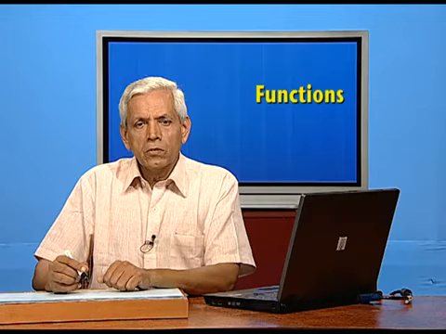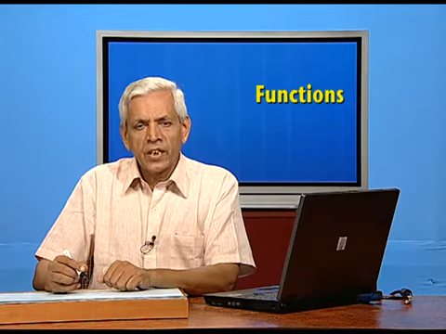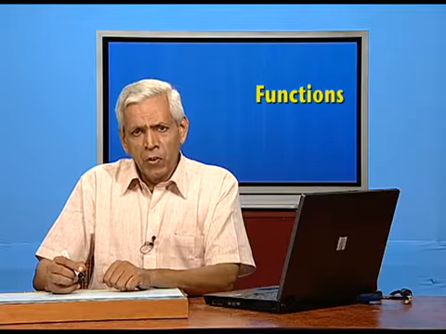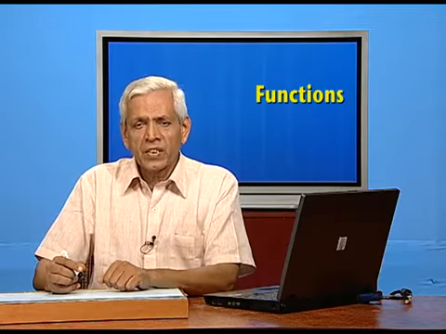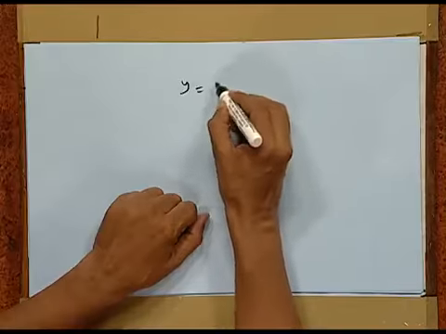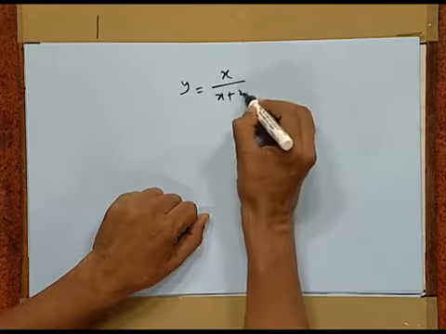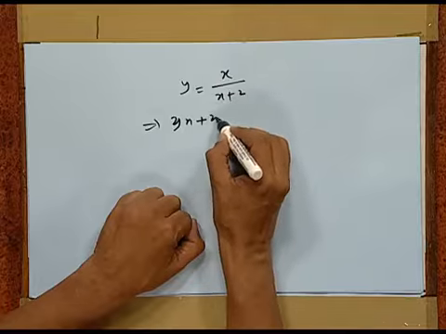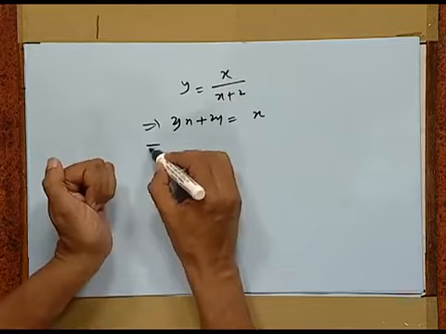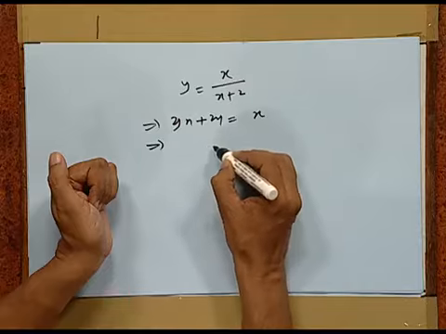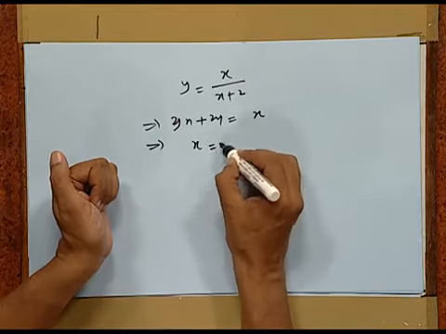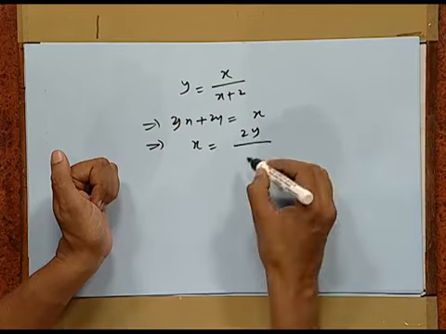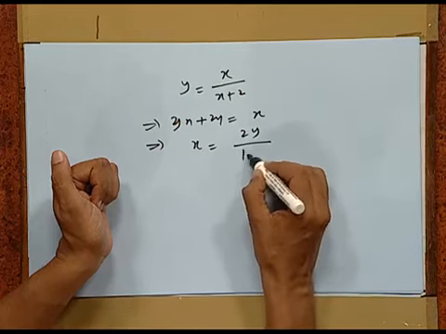Now, to go for the inverse of the function, first of all let us find the range of f. Before that, let us see whether the given function is onto or not. For that, we write y is equal to x upon x plus 2. This gives yx plus 2y is x. Finally, we get x is equal to 2y upon 1 minus y.